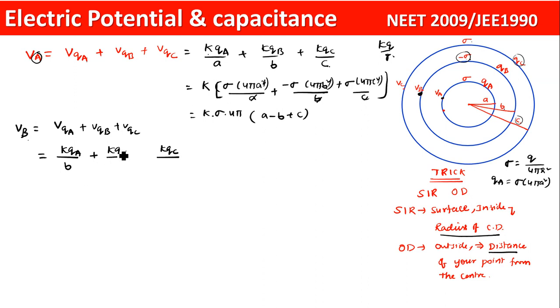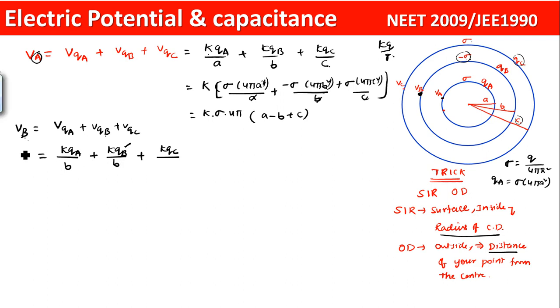Plus KQB by. So here your point is on the surface for QB. Isn't it? Yes. So on the surface means you have to use the radius of the charge distribution. What is the charge distribution here? QB. So the radius of that is B. Next plus KQC by.